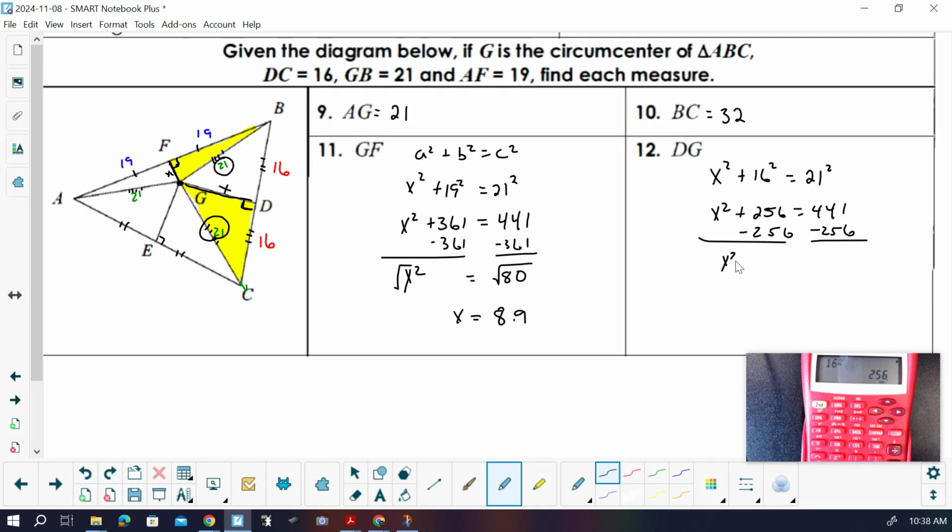And we get x squared equals 441 minus 256, which is 185. And square root both sides, square root of 185. So it's the second key, the x squared key, to get the square root. And then 185 equals, and I get 13.6. 13.60, which is just 13.6. All right, and that's how you do problems number 9 through 12.